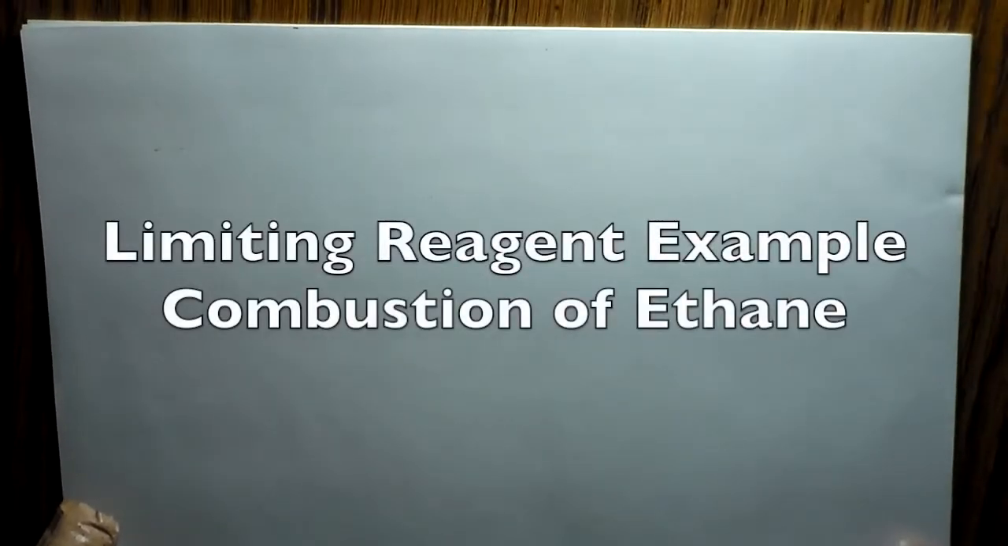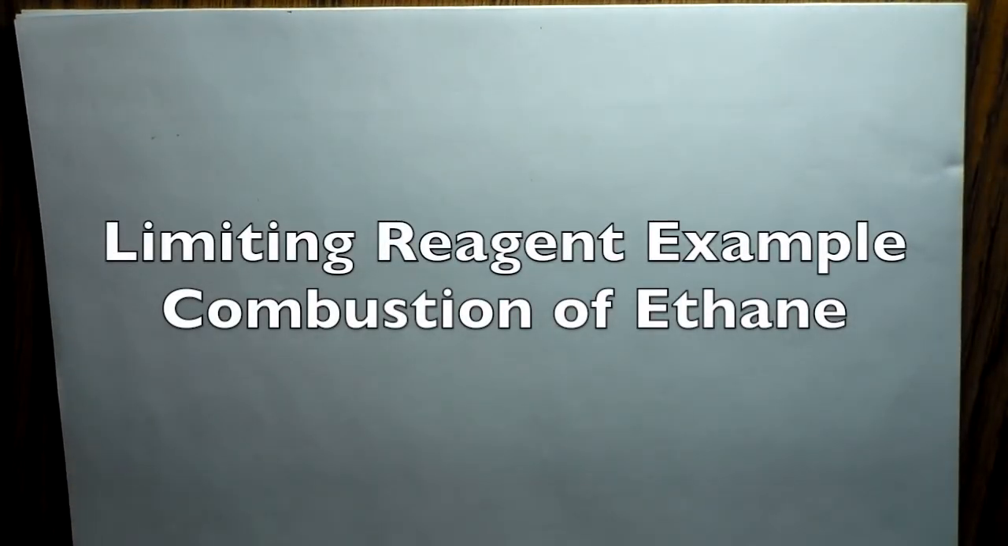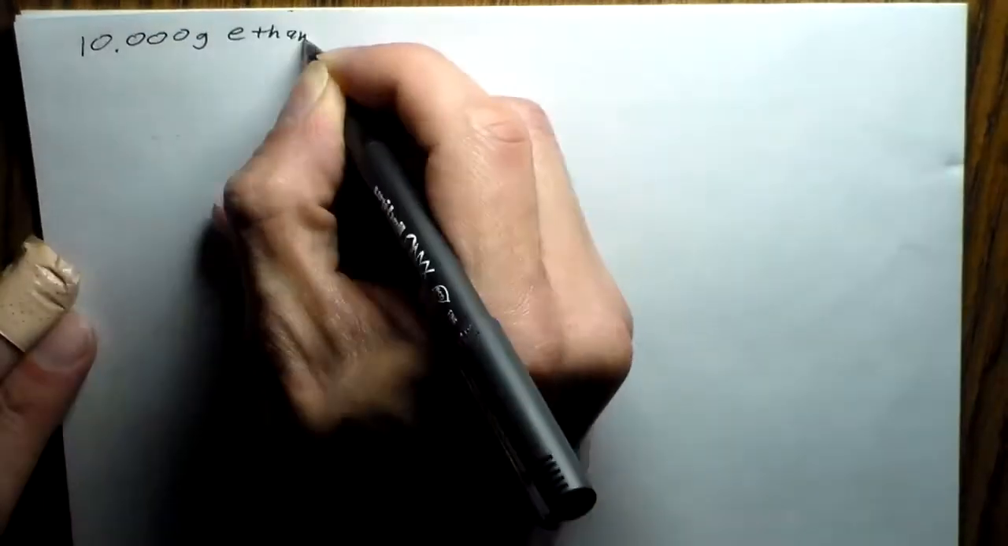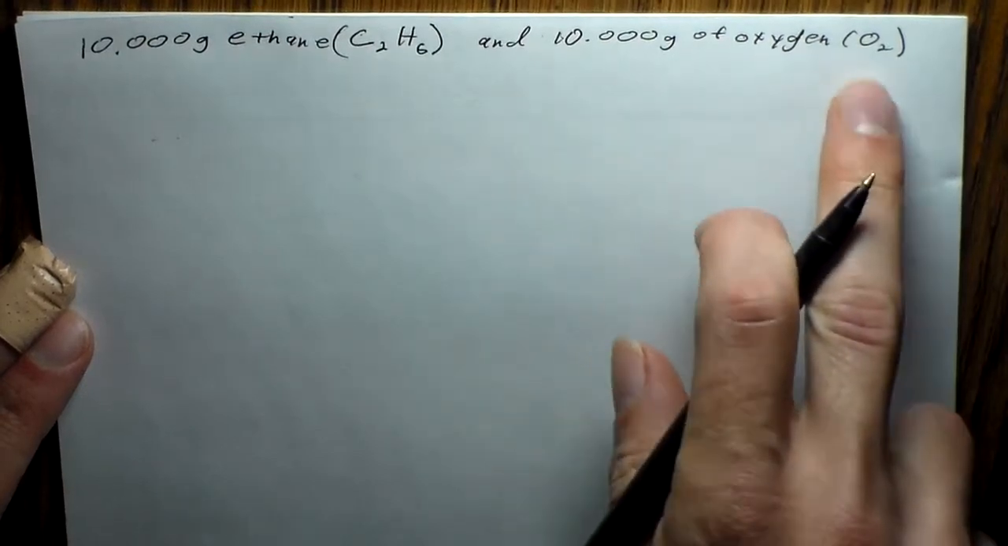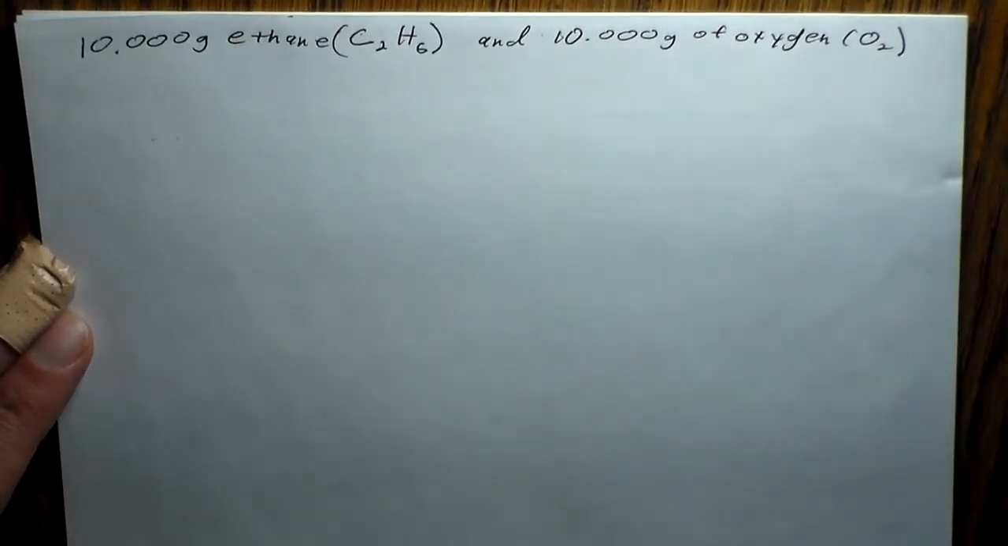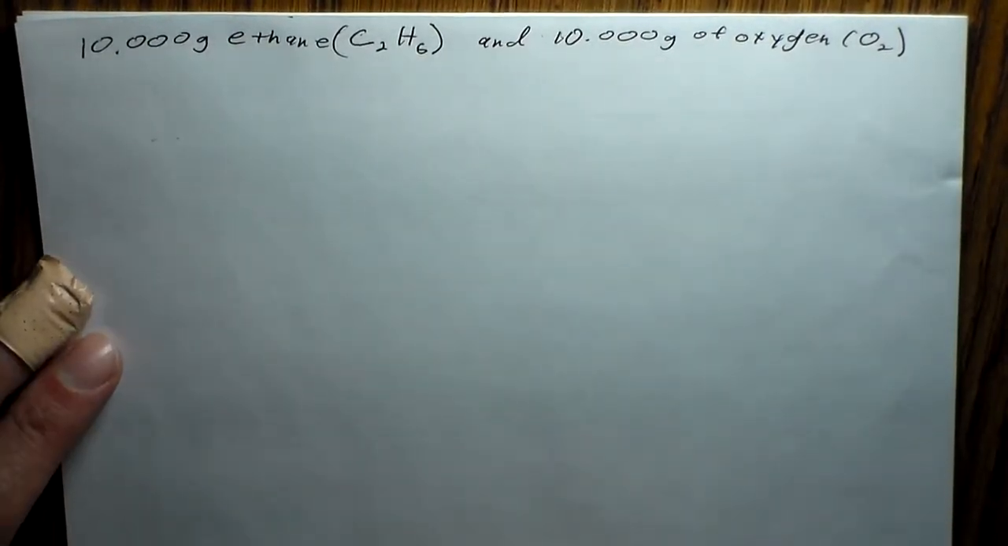Alright, so we're going to do a little example today dealing with limiting reagents. We're going to look at a combustion reaction between ethane and oxygen. And remember, of course, oxygen is a Hunkelbrief element, so every time we talk about it, it's always going to be diatomic. So we'll just have to write out the balanced combustion reaction for this.